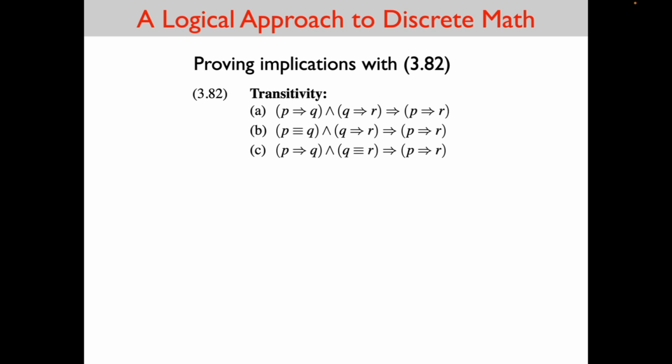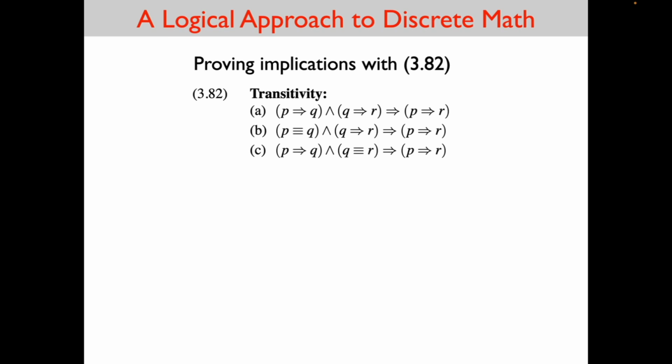If P implies Q and Q implies R, then P implies R. So do you see how that's transitive? If P implies Q and Q implies R, then P implies R. But it also works if one of those implications is equivalence. If P is equivalent to Q and Q implies R, then P implies R, just like it did in 3.82a. And furthermore, if the first one is implication, but the second one is equivalence, it's the same thing. In part C, if P implies Q and Q equivals R, then P implies R.